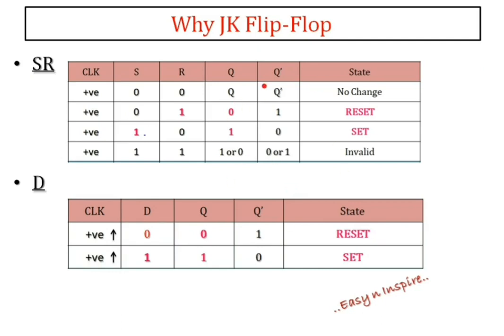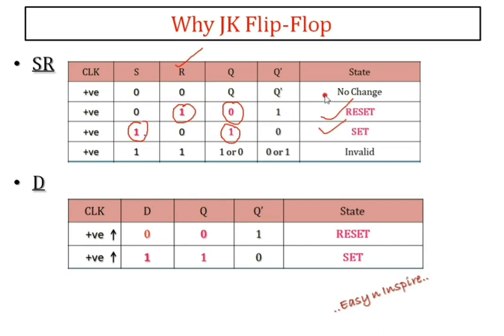In the SR flip-flop we know if R is equal to 1, that is reset equal to 1, then the output is reset. This is the output, and this is the complement or inverse of the output. So if R equal to 1, the output is reset. If S is equal to 1, the output is set to 1. So these are the reset and set conditions.